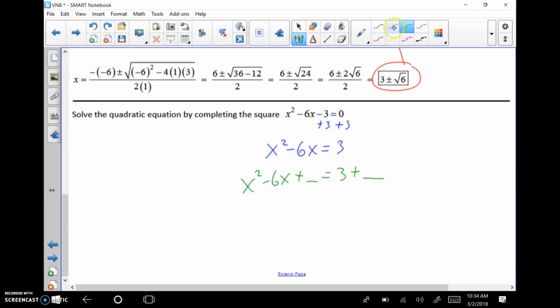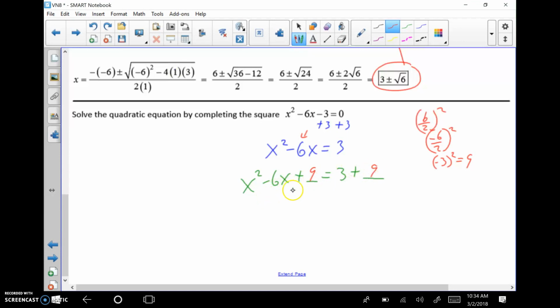What goes there? Well, again, that's your little mini formula on the side. It's your b divided by 2 squared. And our b term in this case is negative 6. So that divided by 2 squared. Negative 6 divided by 2 is negative 3. Negative 3 squared is 9. So I add 9 on both sides.